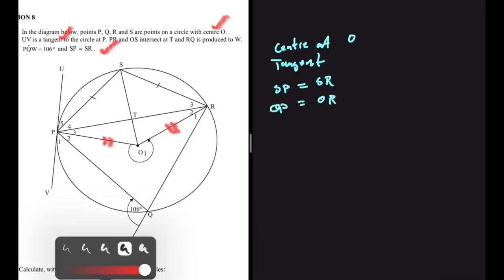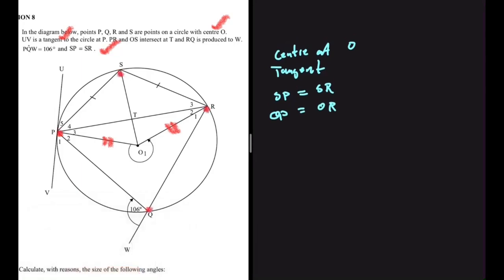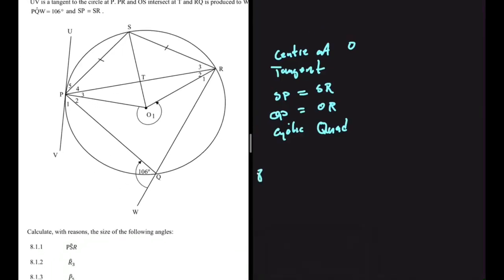Look at the vertices of PSRQ. They lie on the circumference of the circle. So we have a cyclic quad. This is all we needed to answer all the questions that are going to follow. Let's look at 8.1.1. The question is saying, let's determine, given reasons, the size of angle PSR. So PSR is this angle right here.